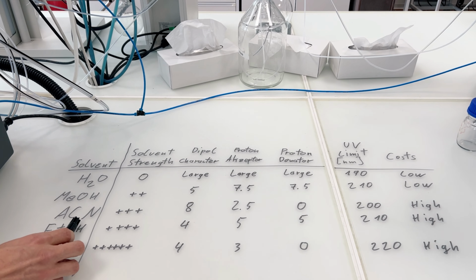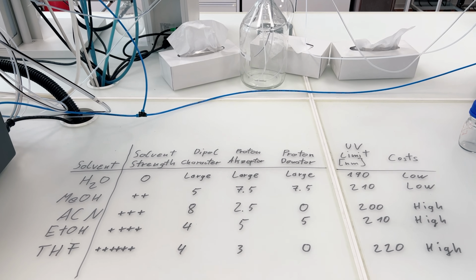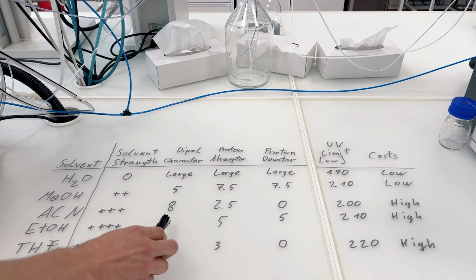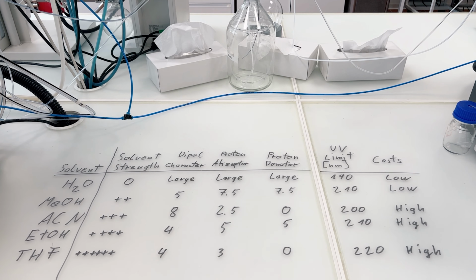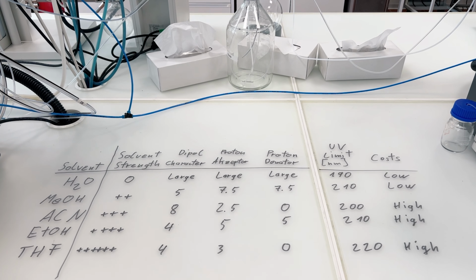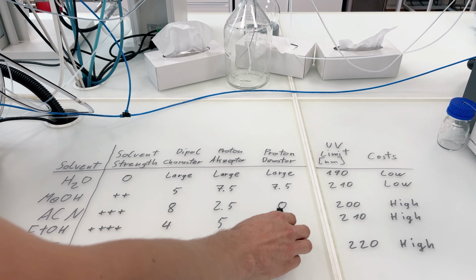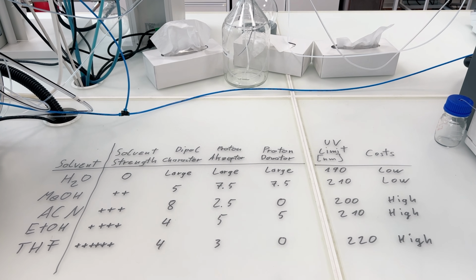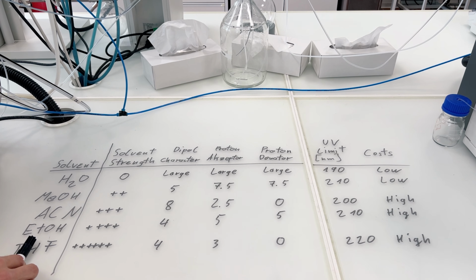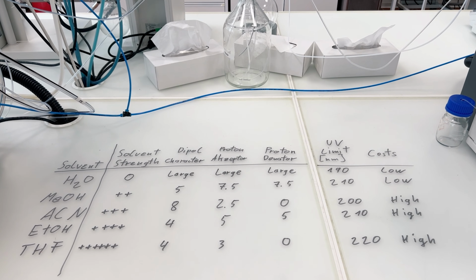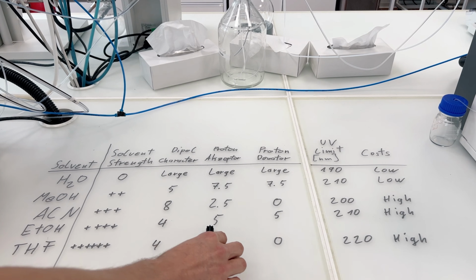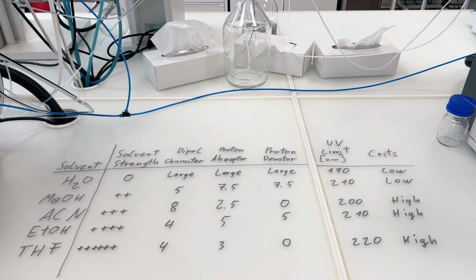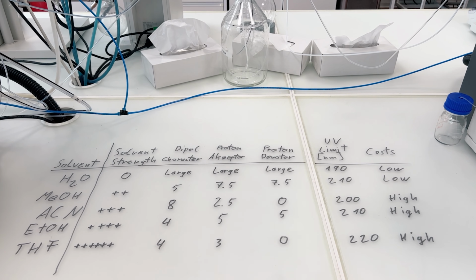ACN is a strong organic solvent. It has the highest dipole character in this table here, from the organic solvents, but it can only form hydrogen bondings with other sample molecules and not with itself. Ethanol is another strong organic solvent due to its polar character and its ability to form hydrogen bondings with the sample and other ethanol molecules.